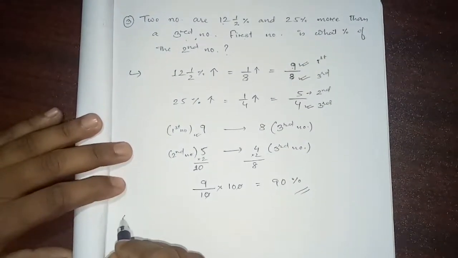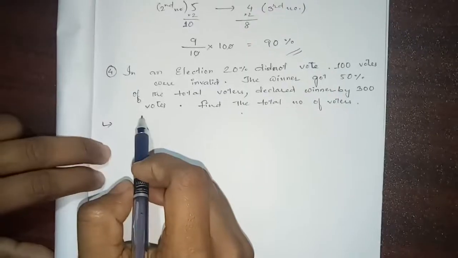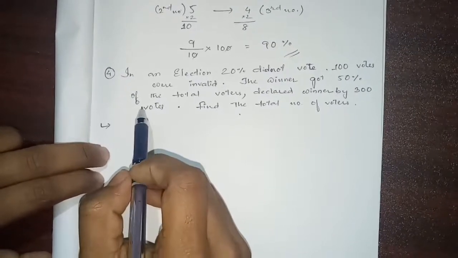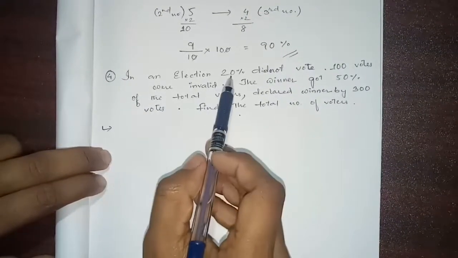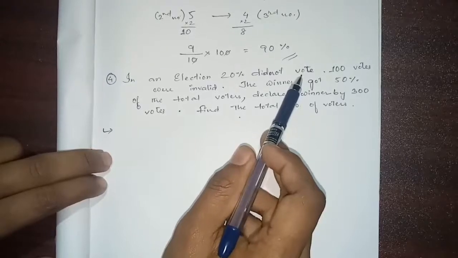Clear? So let's move to the next question. So here is the next question. In an election, 20% did not vote.